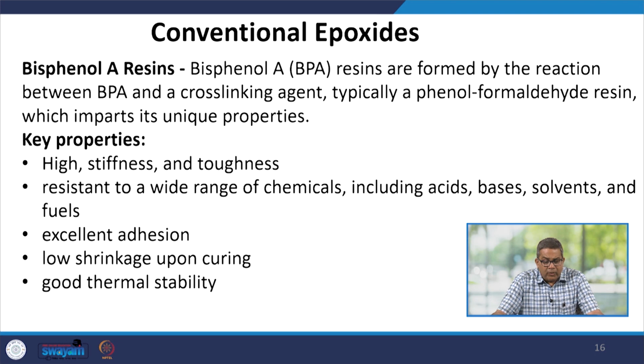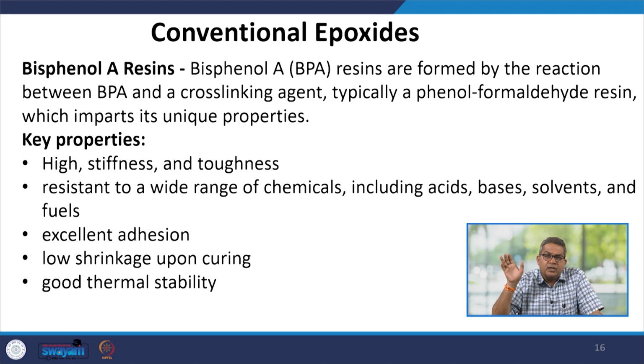Now let us talk about some of the conventional epoxies in a more detailed manner which we enlisted in tabular form. One is the bisphenol A resin. Bisphenol A, sometimes referred to as BPA, is formed by the reaction between BPA and a cross-linking agent, typically a phenol formaldehyde resin, which imparts its unique properties. There are several key properties associated with this BPA resin or bisphenol A resin.